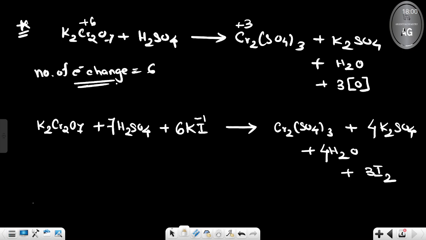So this will become 7. Now you see the equation will be balanced. K2, 4 2s are 8. Done. 7 2s are 14 hydrogen. Done. Next iodine. 6 iodine, 3 into 2 iodine. Done. Balancing done.